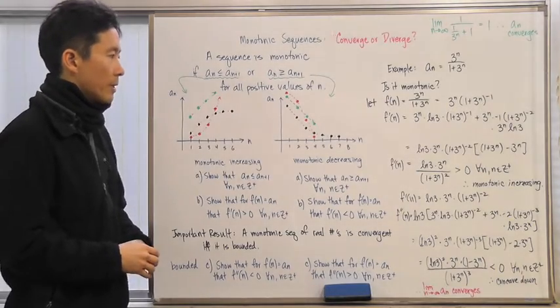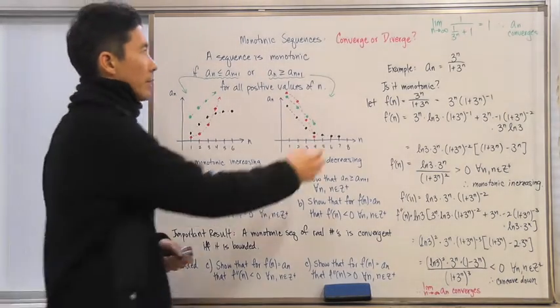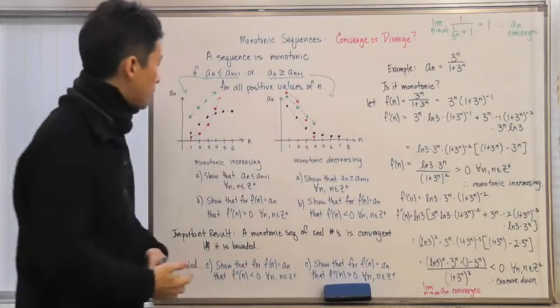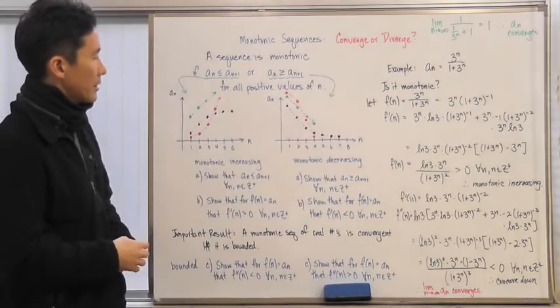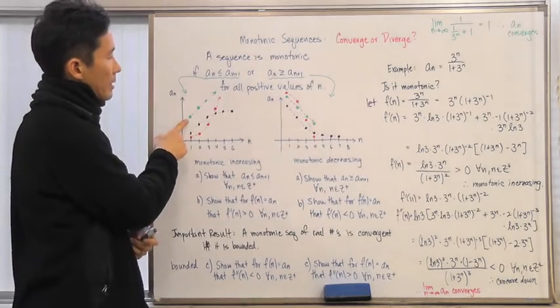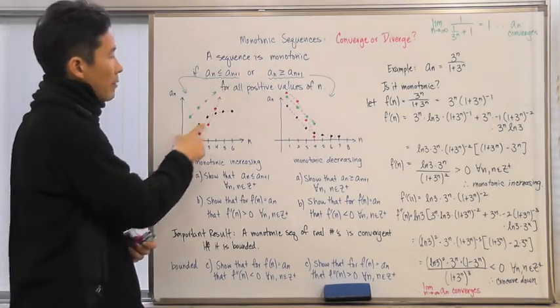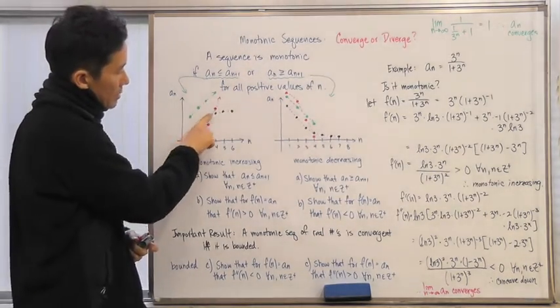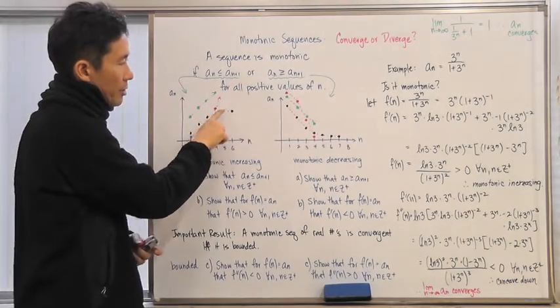Now, the result that we want to, of course, try to determine is whether or not the sequence diverges or converges. Well, which one of these actually look like they're going to converge or diverge? Well, it looks apparent that this green one is going to diverge, the red one is going to diverge, but it looks like this one actually could possibly converge.